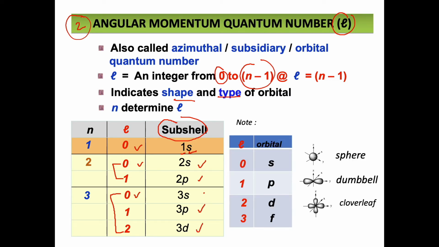So take note that, again, the l will identify the orbital shape and type. When your l is equal to 0, your orbital type is an s orbital, and the shape is sphere. When your l is equal to 1, your orbital type is p orbital, and the shape is dumbbell. When your l is equal to 2, your type of orbital is d orbital, and the shape is clover leaf. And when your l is equal to 3, your orbital is f orbital, and the shape is much more complex than any of these.